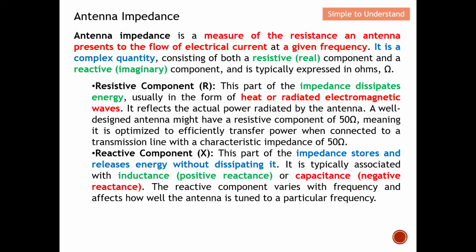How to be matched is, for example, let's say the resistor of the antenna is 50 ohm, then we want the characteristic line or the transmission line also to be 50 ohm. So once we actually achieve this, then we have minimum reflection, and therefore we are going to have maximum power transfer.